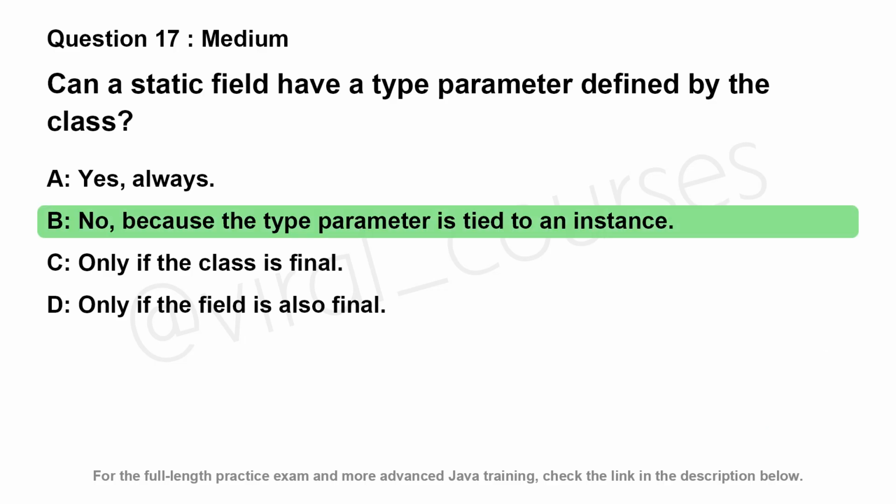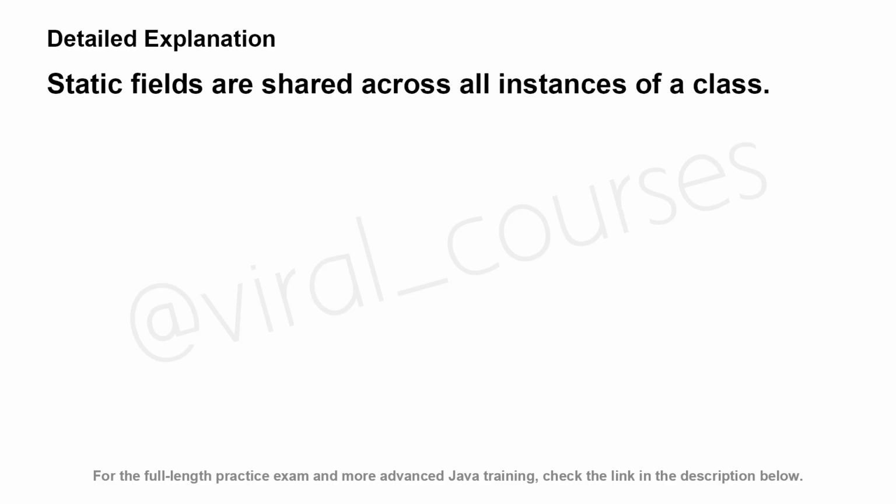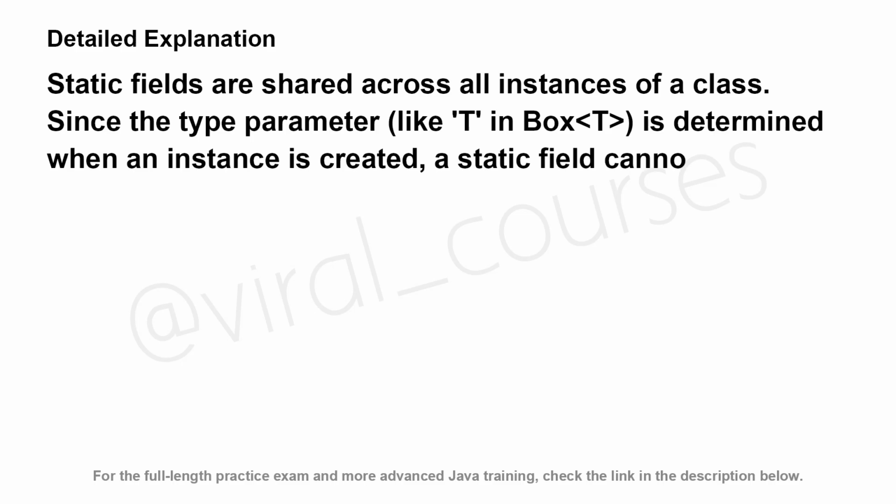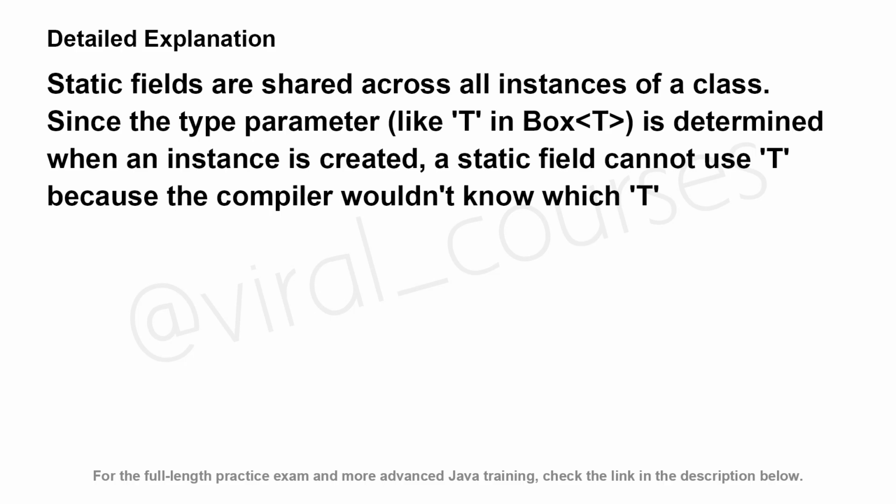The correct answer is B. Static fields are shared across all instances of a class. Since the type parameter, like T in Box<T>, is determined when an instance is created, a static field cannot use T because the compiler wouldn't know which T to use for the shared field.